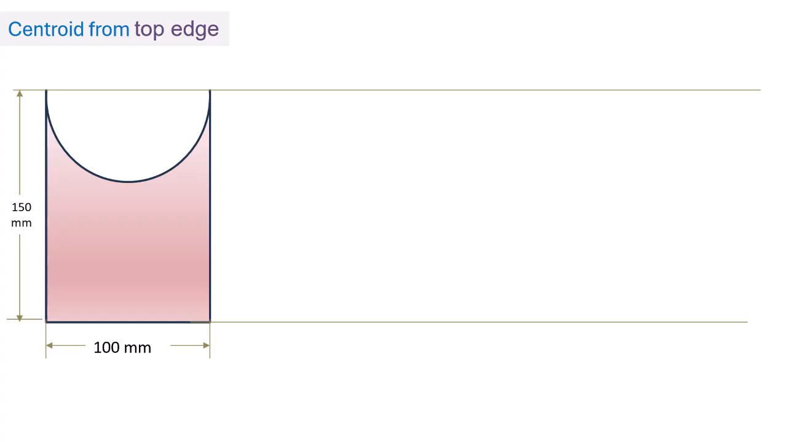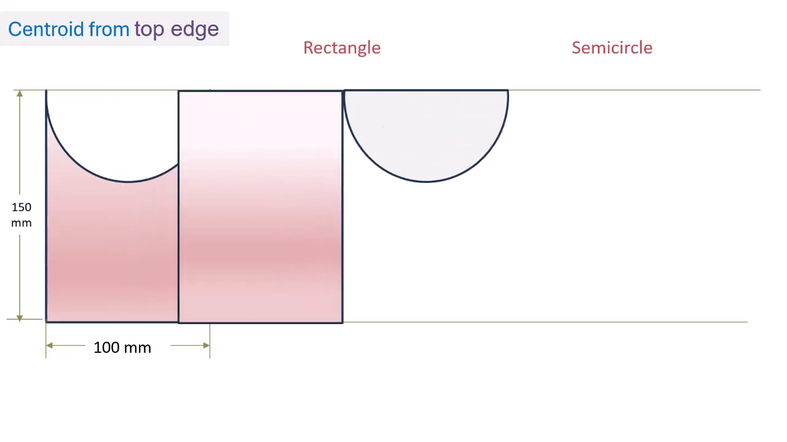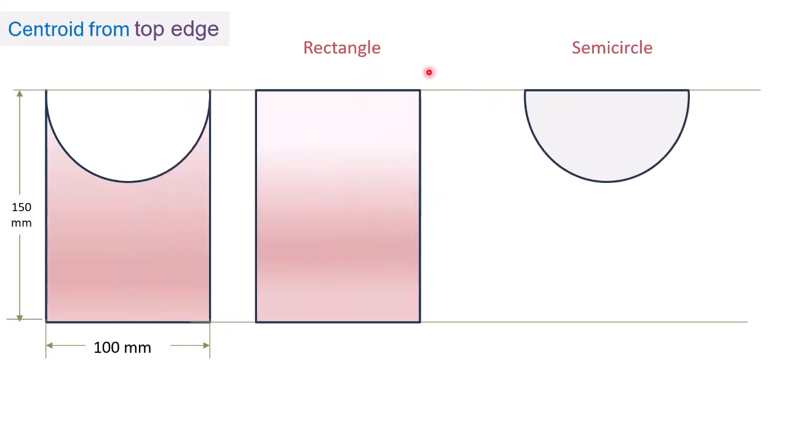After selecting the reference axis or edge, the given complex shape is divided into simple standard shapes. Here, the section is divided into a rectangle and a semicircle. To better understand the concept of centroid calculation, we do the calculations of the centroid from the top edge and from the bottom side also. However, you can use either approach to solve the problem.